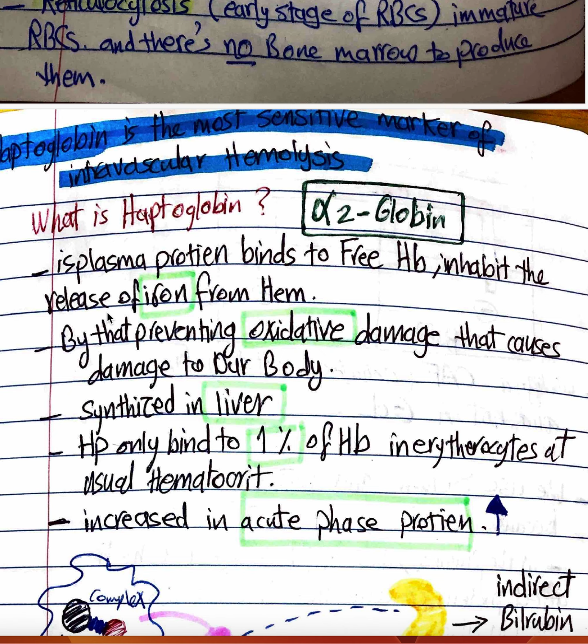So the first note that I wrote here is that haptoglobin is the most sensitive marker of the intravascular hemolysis. Despite the fact that in the intravascular hemolysis there is an increase of lactate dehydrogenase, unconjugated bilirubin, reticulocytosis, and also potassium level, so many things increase in the intravascular hemolysis. Despite all these things, the most sensitive one is haptoglobin. But the question is, what is haptoglobin?